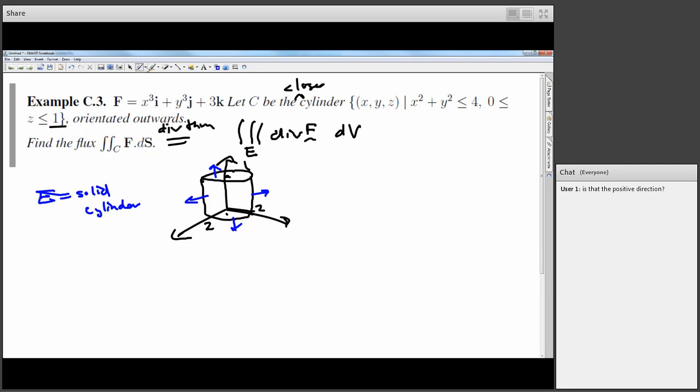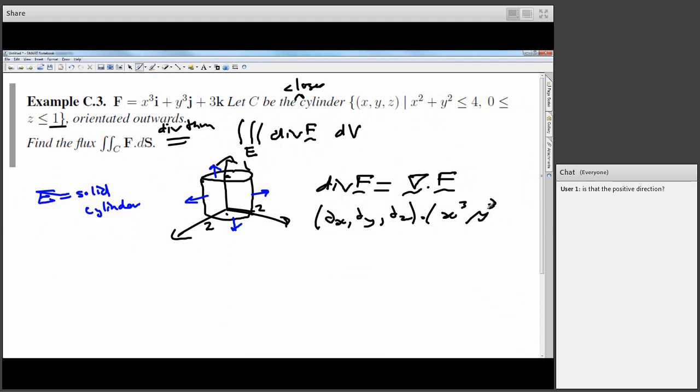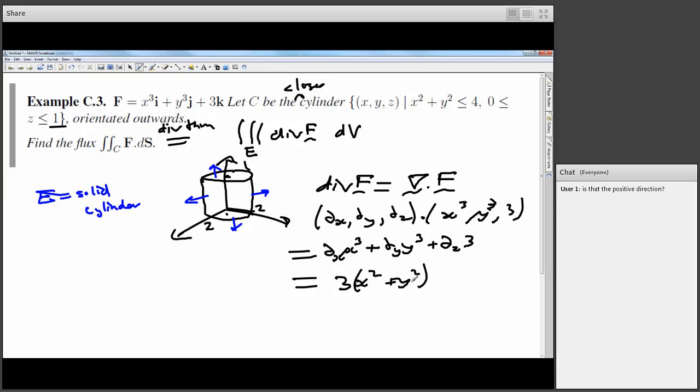So applying it in this particular case, we're working out the divergence. The divergence, again just a memory device, you take the dot product of nabla and F. Nabla is the vector of partial derivative operators, and we're just going to apply that to our vector field x cubed, y cubed, 3. That pretty much means take the partial derivative of the first term with respect to x, plus the partial derivative of the second term with respect to y, plus the next term with respect to z, and you can do it for any number of things. In this case, you end up getting 3x squared plus 3y squared. That's our divergence in this particular case.